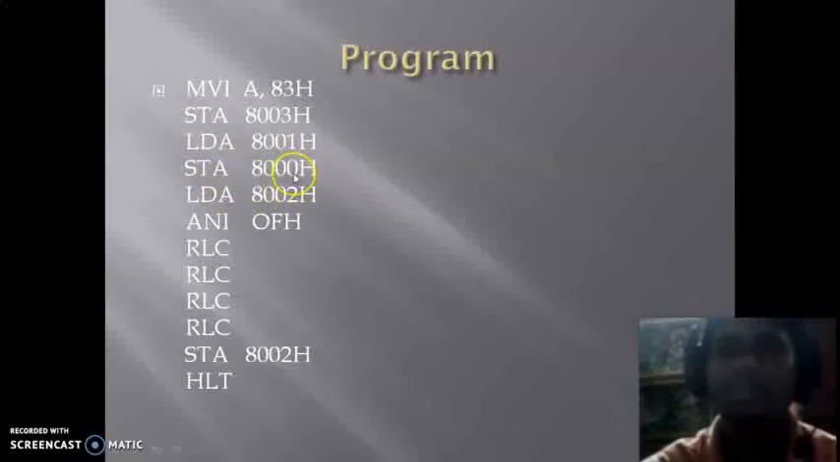The port A address is 8000. So we will use STA, by which the data received from port B can be sent to port A. STA 8000 means the content of A will be sent to port A.